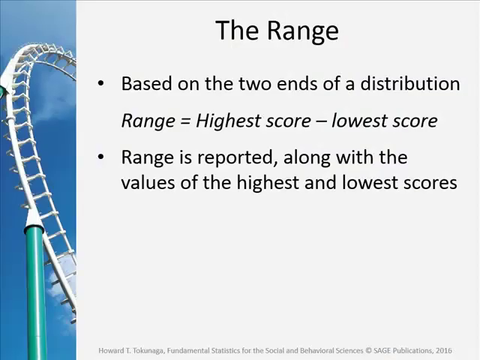So how can we measure this variability? Well, we got a few different ways. The simplest one is called the range. Now, it has to be of our observed data. The two ends of the distribution, the range is the highest score minus the lowest score.